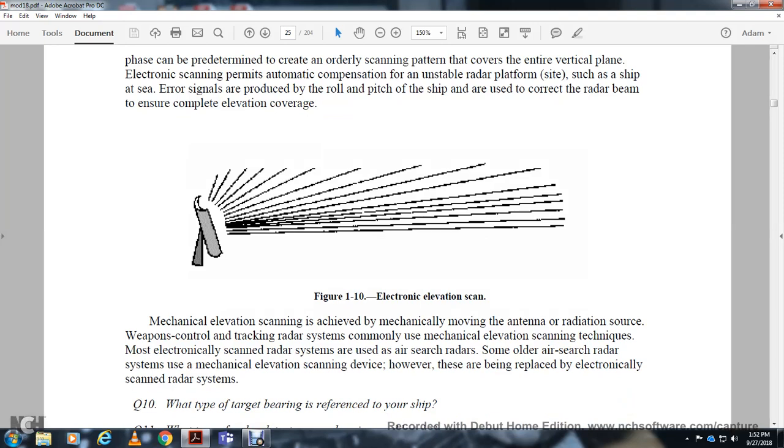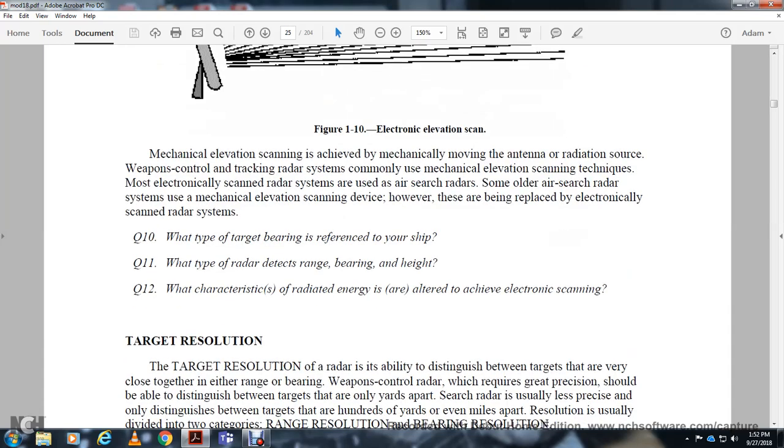Mechanical elevation scan is achieved by mechanically moving the antenna radiation source. Weapon control tracking radar systems commonly use the mechanical elevation scanning technique. Most modern electronic scan radar systems are used as search radar. Some of the older search radar systems use mechanical elevation scanning devices. However, they are being replaced with electronically scanned radar systems.